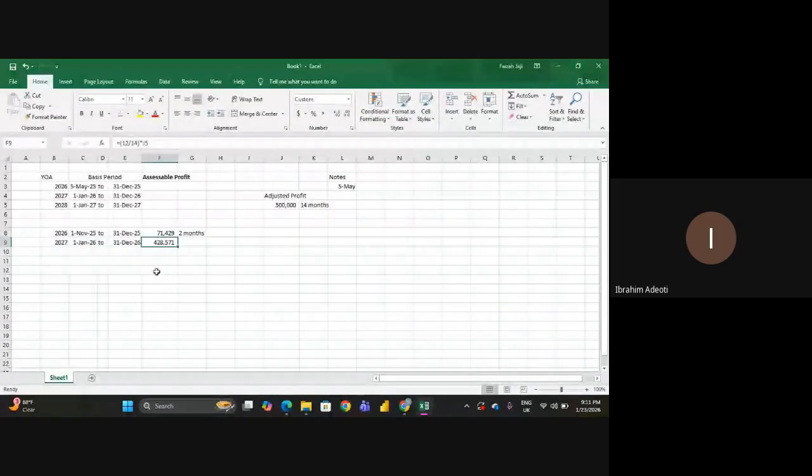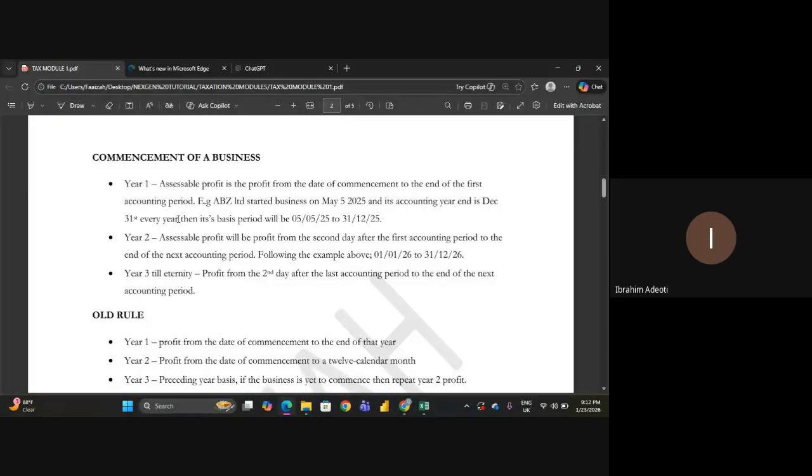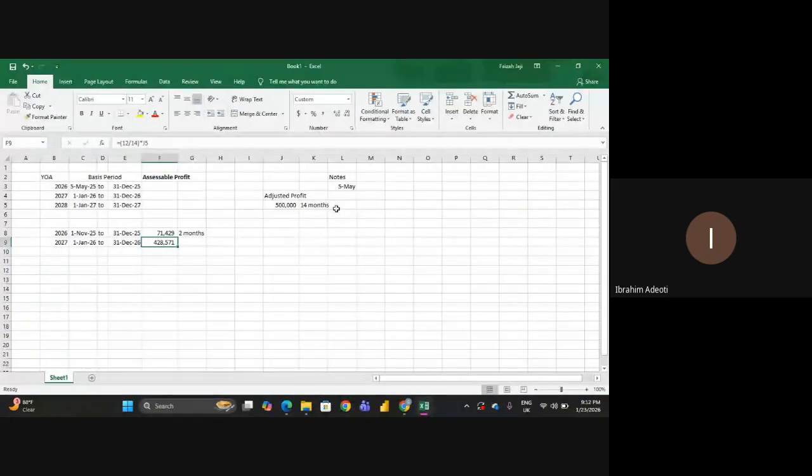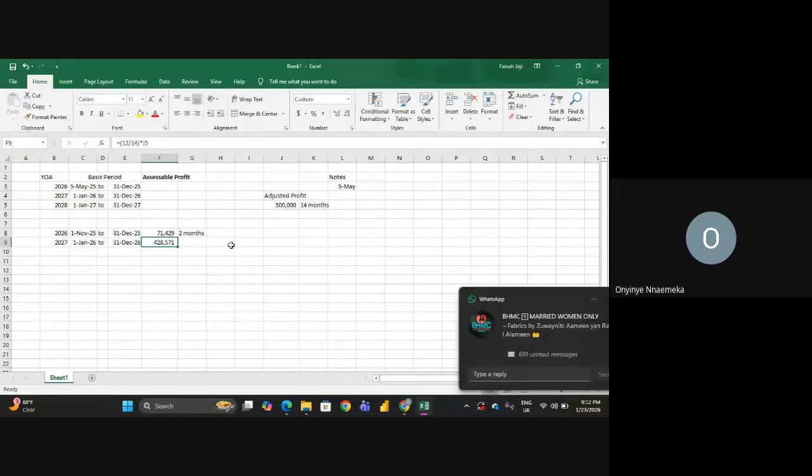You said that the first rule says from the date of commencement to the end of the first accounting date. Based on the illustration given to us about the second question, the commencement date started from 1st of November 2025 to 31st December 2025. For example, let's assume that the question has stated that the business commenced operation on 1st November 2025 and the accounting date is August.